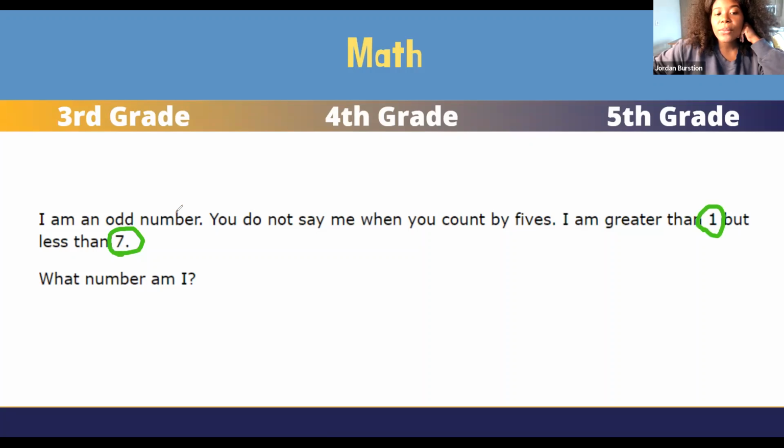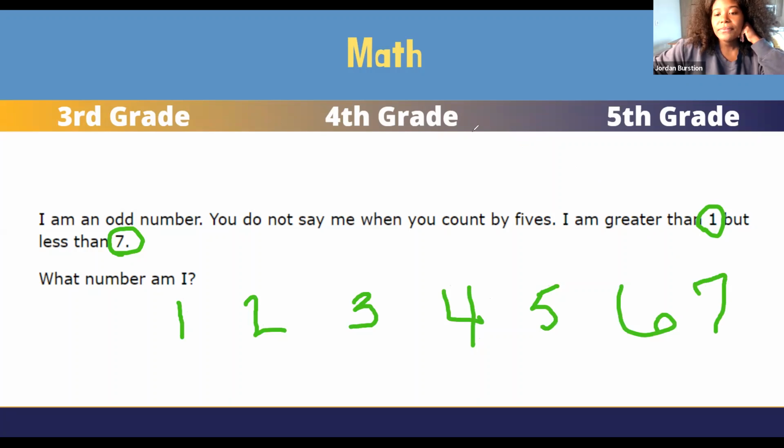So to start out, I'll write out all the numbers I know between 1 and 7. So I'll type 1, 2, 3, 4, 5, 6, and 7. Okay. And then they tell us I'm greater than 1. So if it's greater than 1, we can't be the number 1. And it says I'm less than 7. So if I'm less than 7, I can't be the number 7. So I'll get rid of 7.